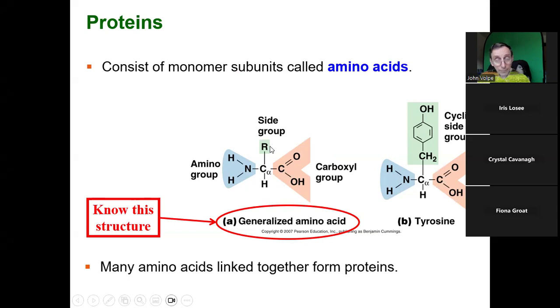In humans, there are 20 different R groups. And this R group is what makes the amino acid which amino acid it is. So you have one different R group for each different amino acid. Humans have 20 different R groups because we have 20 different amino acids. This is the generalized shape of an amino acid. You should know it. Tyrosine has this R group on it. And you simply link these different amino acids together to form a protein. Many amino acids linked together form the protein.